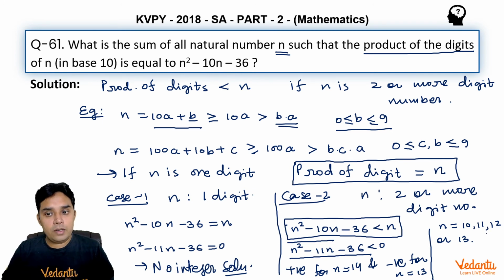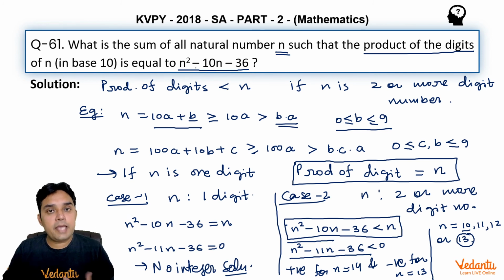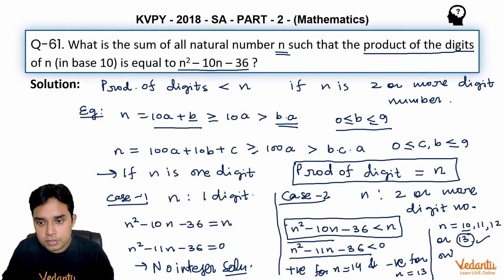Now if we go one by one, for n equal to 10, the product of digits will be 0, whereas putting n equal to 10 will not make this expression 0. Similarly, if I put n equal to 11, the product of digits will be 1, whereas putting n equal to 11 doesn't give us 1 here. Similarly for 12. But if we do it for 13, you can check easily that the product of digits should be 3, and if we put 13 here, it actually gives this expression to be 3. So 13 should be the only answer.